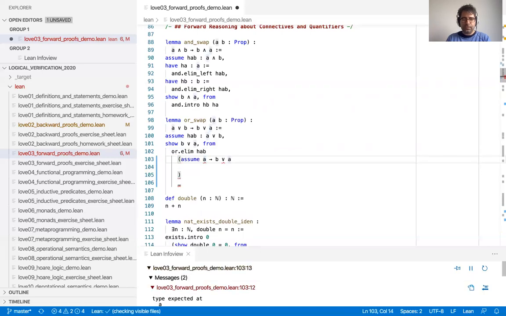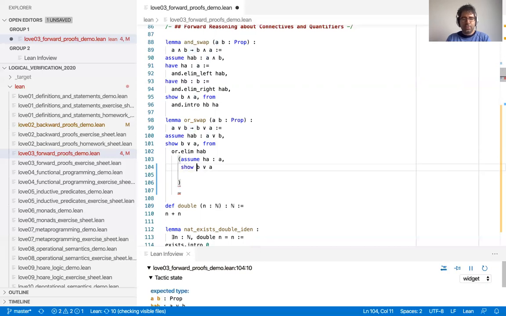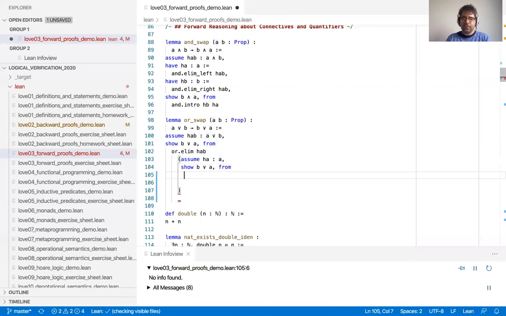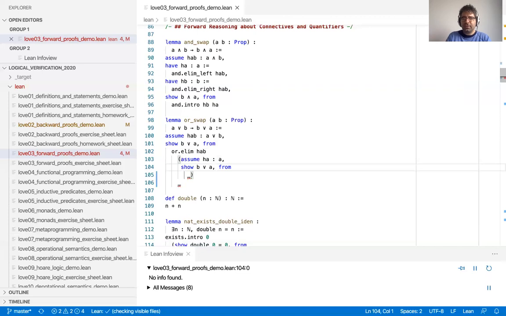Assume, well, I give it a name, HAA. There are many syntactic traps in Lean, so you have to be careful. If you just say assume A, that doesn't mean the same as assume HAA. We say show B or A from underscore, right? You have to be very disciplined. Well, it is formal logic. This is a formal logic course. This is all about discipline. If you don't like discipline, then you don't like logic.